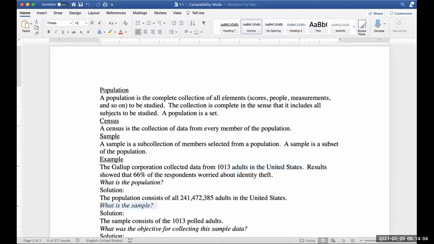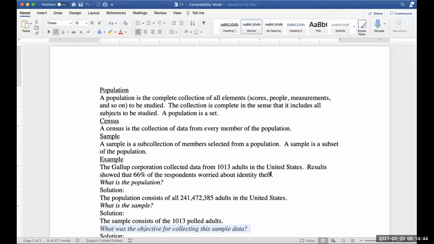What is the sample? So the sample is the people that they ask. The 1,013 adults in the United States. That is the sample. It is a subset of this set. And so those 1,013 members of your population. And so the sample consists of the 1,013 polled adults.